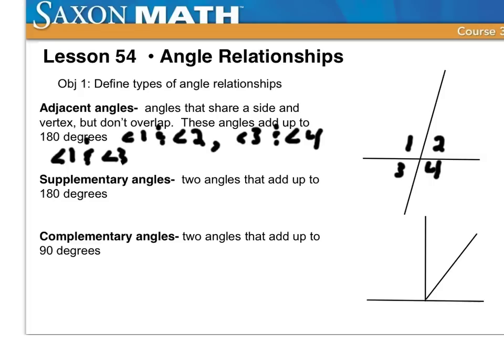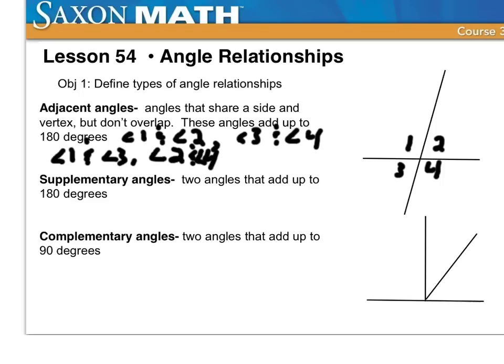And then angle 2 and angle 4 are also adjacent to each other, right next to each other. Now notice 1 and 4 are across from each other. They are not adjacent because they don't share a side. Here's angle 1, and it doesn't share any sides with angle 4, which is right here. Just the same way, angle 3 and angle 2 don't share any sides, so they are not adjacent angles.